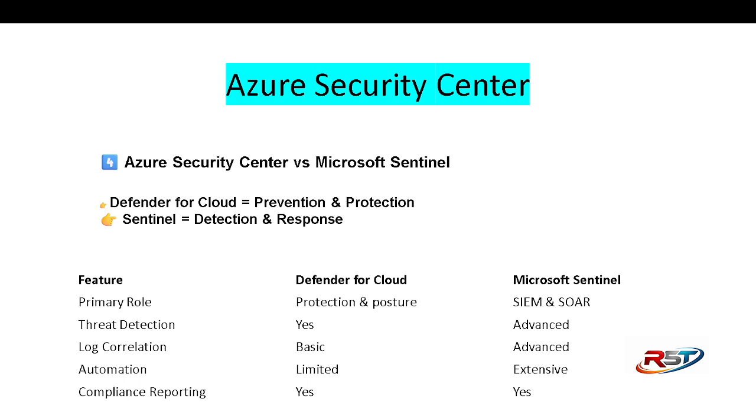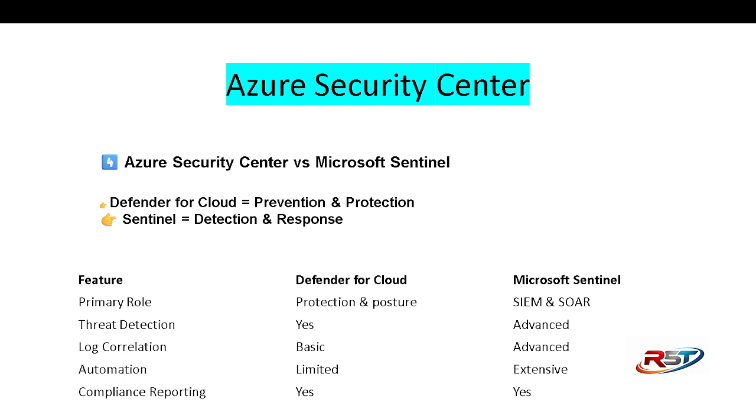Microsoft Defender for Cloud versus Microsoft Sentinel. Defender for Cloud is prevention and protection. Sentinel is detection and response. So there is a slight difference. Defender for Cloud proactively prevents and protects the environment. With Sentinel, if any threats are there, it detects them and responds accordingly.